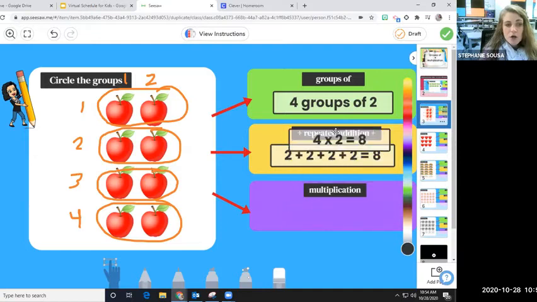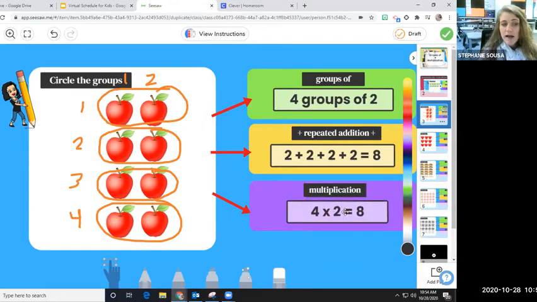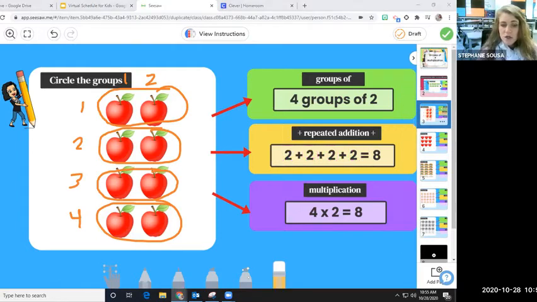I'd like for you to notice the order of our numbers with our groups and our multiplication. 4 groups, so we put the 4 first. Groups of 2, so 2 goes next. It follows the same order. We have 4 groups of 2. We can see that in the repeated addition because we have 2, 2, 2, 2, 4 twos. Okay? What questions can I answer about this?